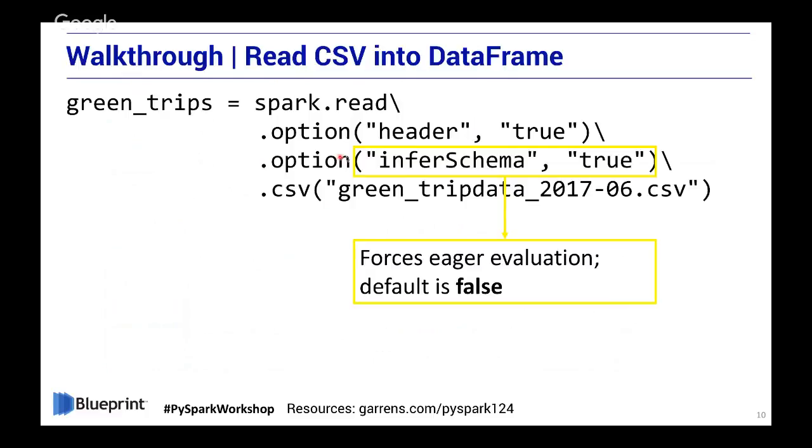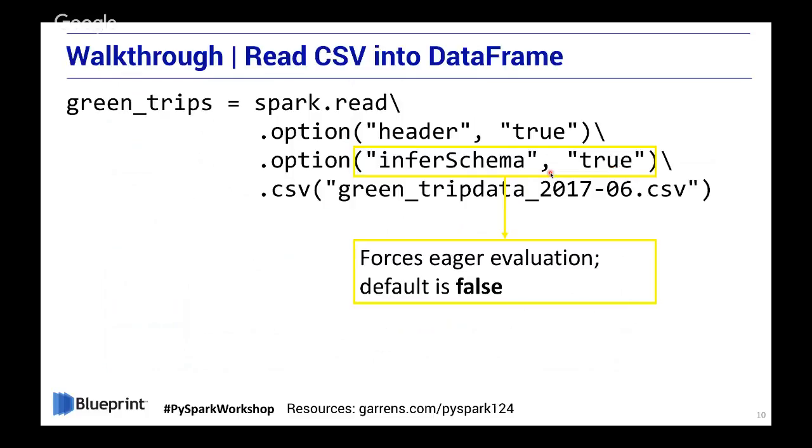So it has a header, and then we're going to tell it, this is a fun line, to infer the schema, and we're going to pass true. And you'll note here that I say that this forces eager evaluation. The default for infer schema is false. Now, what that means is, like I said before, everything in Spark is lazily evaluated, except for actions. Like the English language, there are exceptions. In fact, in English, there's more exceptions than there are rules, it seems like.